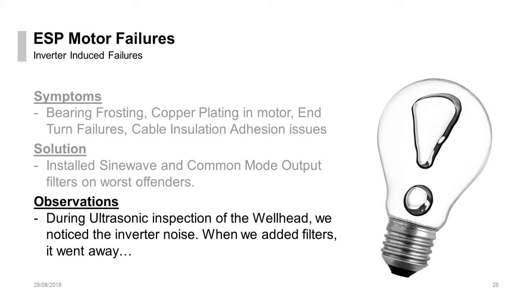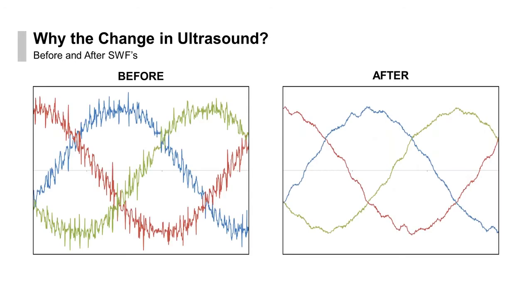So to reiterate, using ultrasound, we were able to hear the inverter. As we added filters, every time we added a filter, the intensity and the magnitude of that high frequency content that we could hear from the inverter diminished until it was undetectable. So why were we seeing a change in ultrasound?